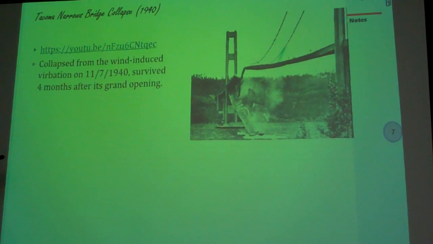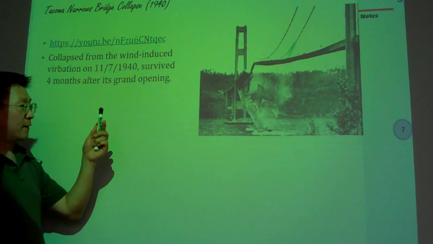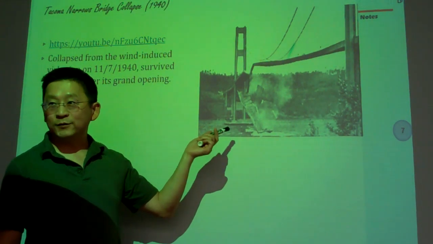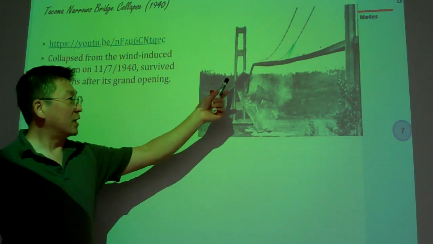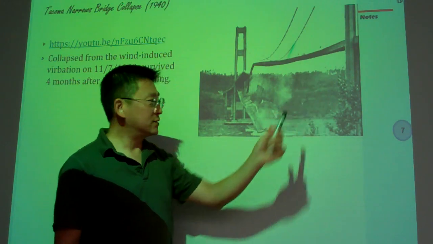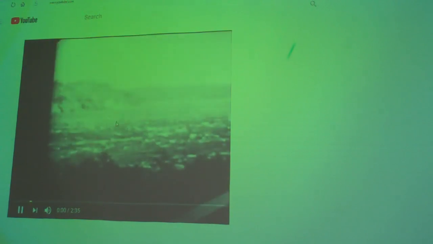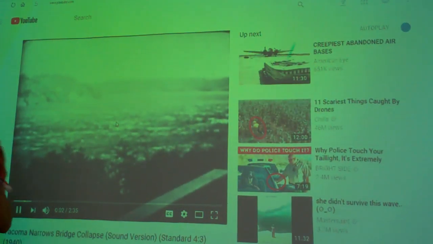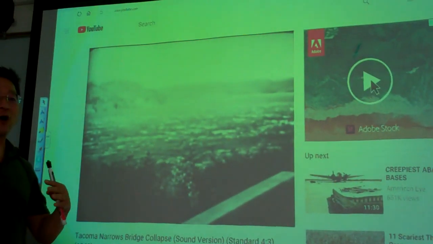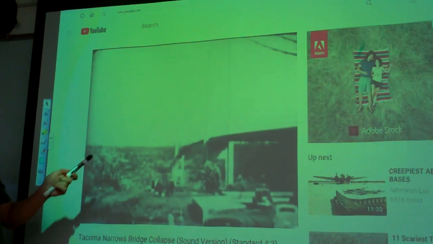This is the modern one. I don't know whether you have heard this story. This is the new bridge. I think it's in Washington, right? I forgot, but here is a link provided to you. We can try to open it up and see. That is called fluid-structure interaction, which can cause resonance of the structures.